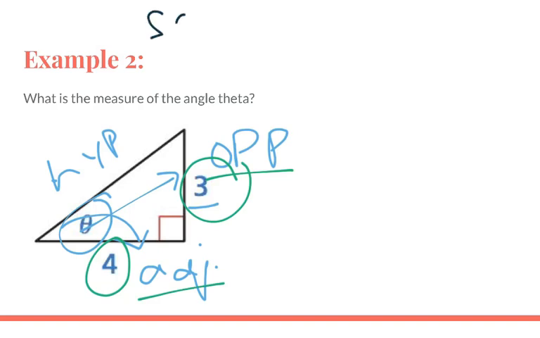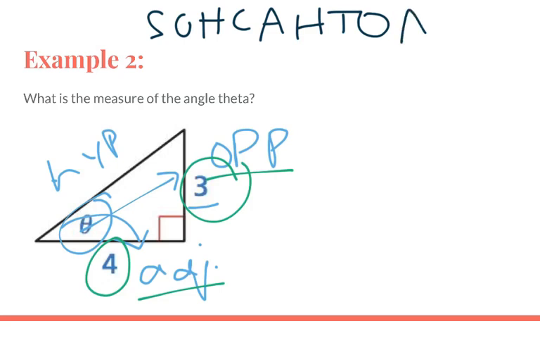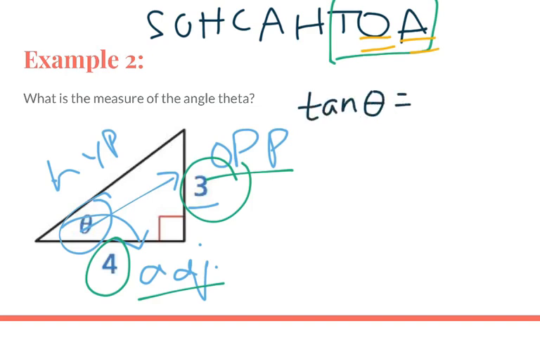So what we need to think about is in SOHCAHTOA, since we have opposite and adjacent, O and A, which trig function should I use? Well, tangent is the only one that uses O and A for opposite and adjacent. So what I can say is the tangent of theta, that angle, is equal to 3 over 4, opposite over adjacent. And now I just have to figure out a way to get theta by itself.